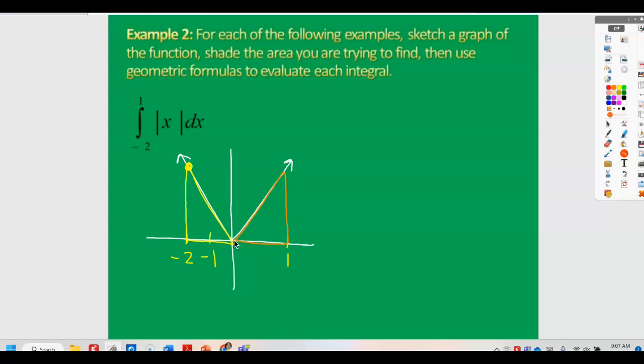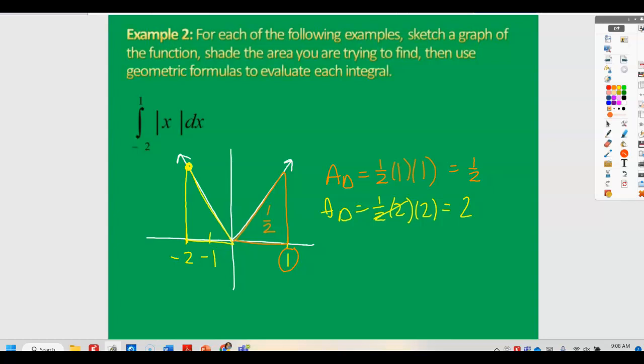So the area of the orange triangle is 1/2 base, which was 1. The height is taking that base value and plugging it into your function. So absolute value at 1 is 1. So the area of the orange triangle is 1/2. The area of the yellow triangle is 1/2. My base is 2. My height is 2. So the area of my other triangle is 2.